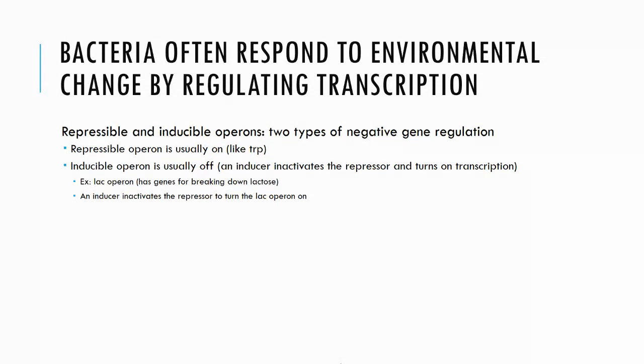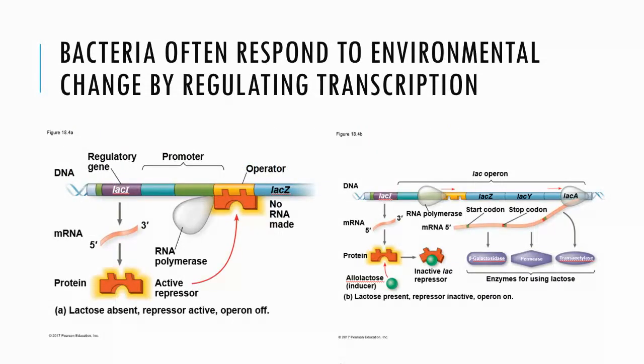There are repressible and inducible operons, which are two types of negative gene regulation. A repressible operon is usually on, and that would be like trp. An inducible operon is usually off, and an inducer inactivates the repressor, which turns on transcription. Our example there that we'll look at with E. coli is the lac operon, which has the genes for breaking down lactose. So an inducer inactivates the repressor to turn the lac operon on. And here is a picture example of the lac operon.